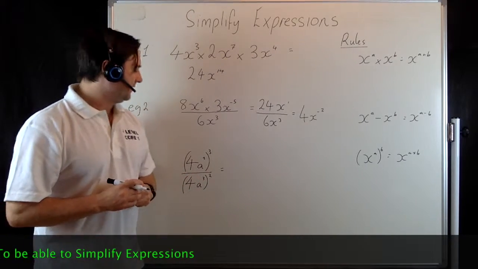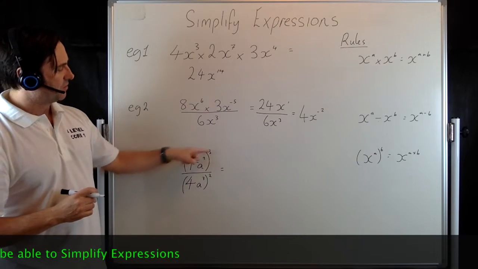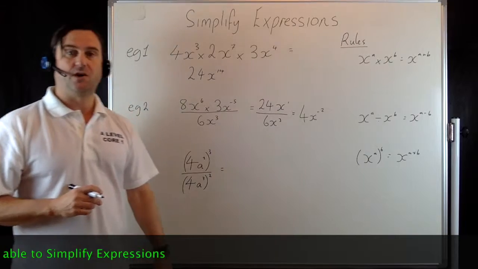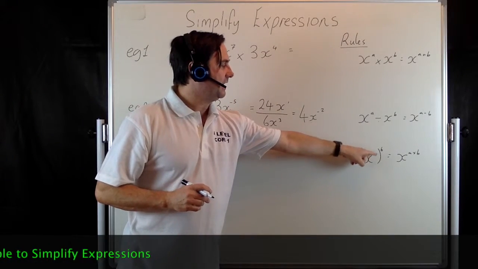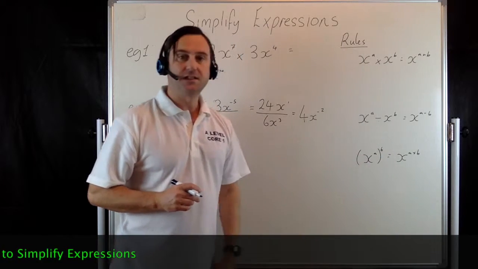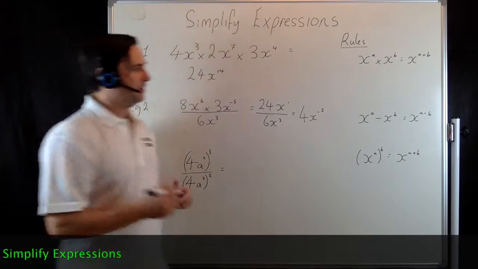Last one then. This time we've got a division rule, but we've also got this new rule here, rule 3, the powers law. The powers law states that if you've got x to the a to the power of b, it becomes x to the a times b. So here, we can have a look at that.